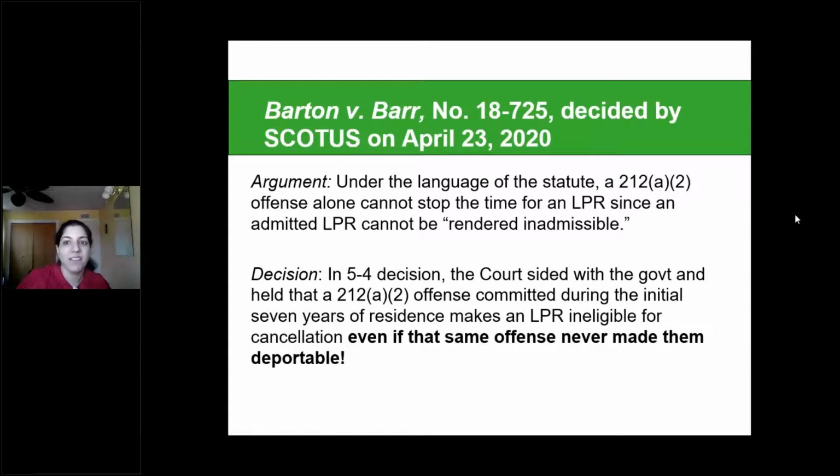not under 237A2. For example, the petty offense marijuana, or potentially one crime involving moral turpitude that's not petty offense exception, but would be outside of 5 years of admission. Those things are now going to cut off time for LPRs, even though they are not making them deportable.